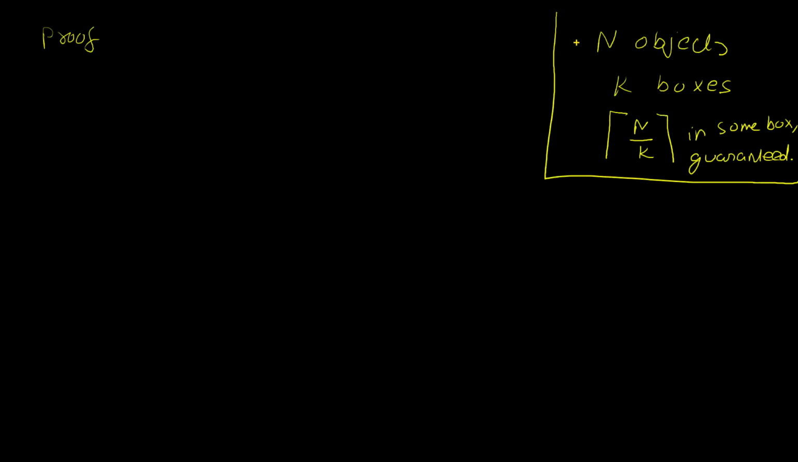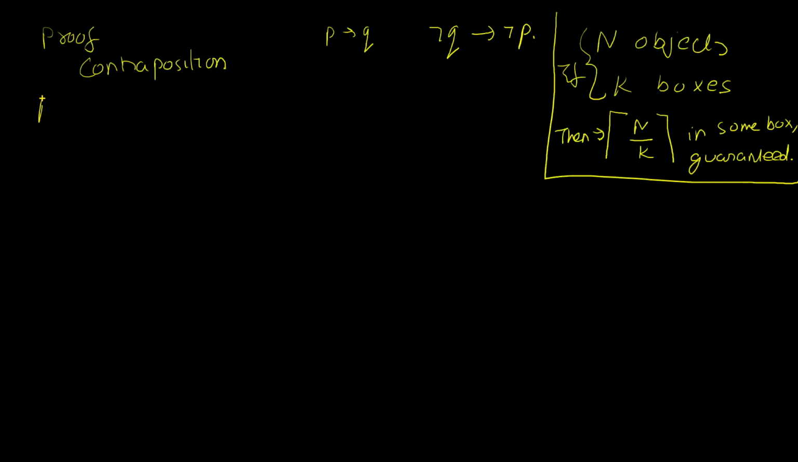Alright, so the statement is basically if these two are true, then this is true. And we'll use the same proof technique of contraposition to prove P implies Q. We'll start by assuming not Q and then use that to prove not P. So to begin this, we can assume that not Q is true, that none of the K boxes contain more than this number of objects.